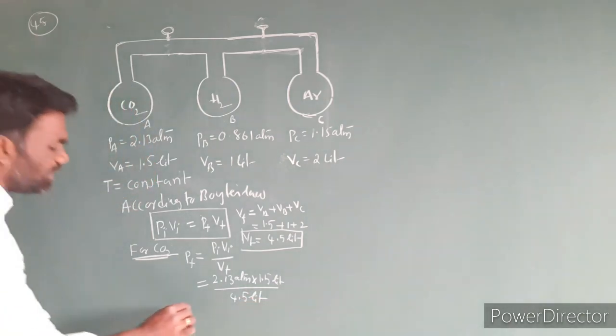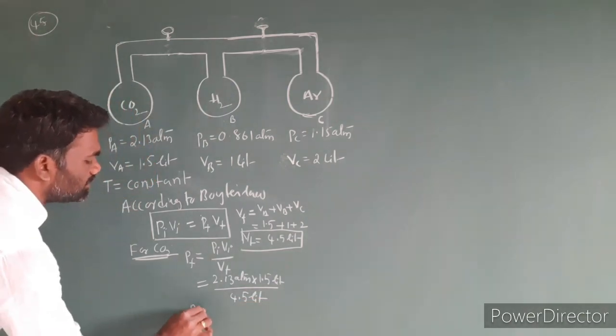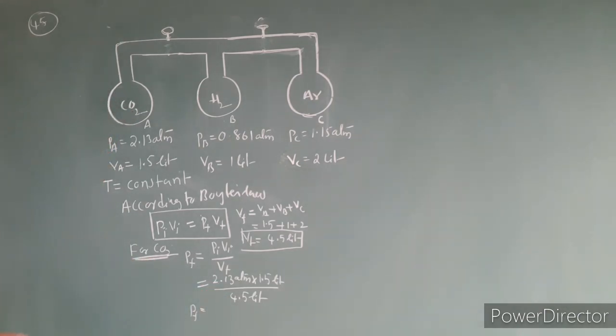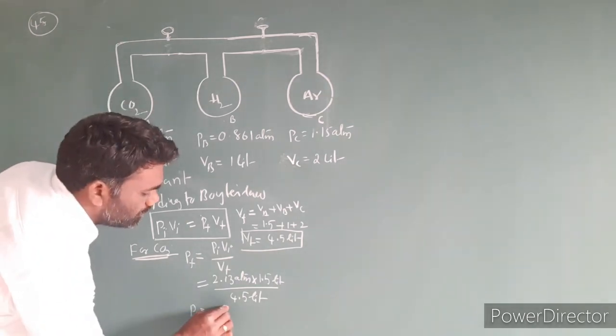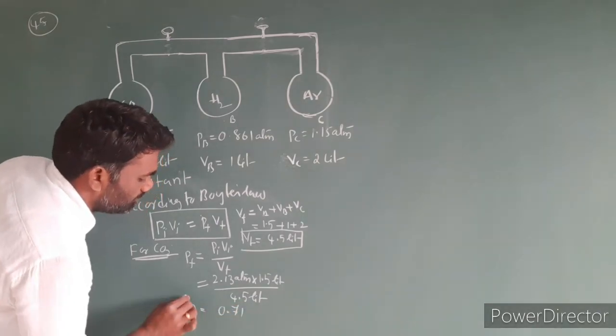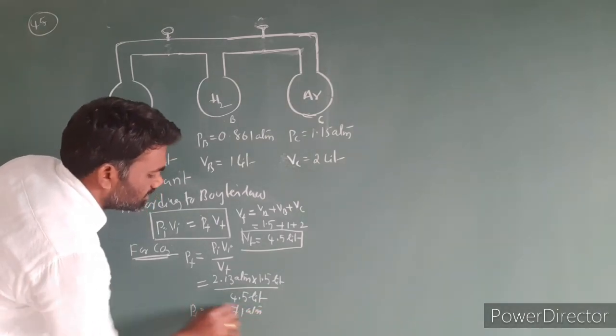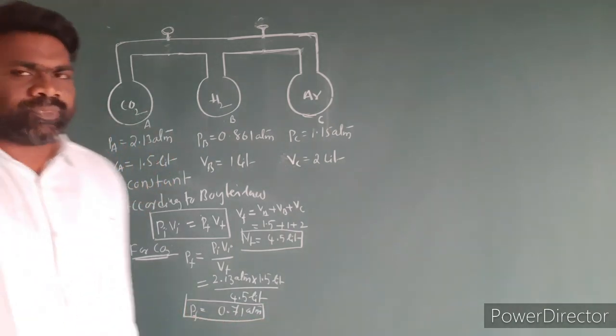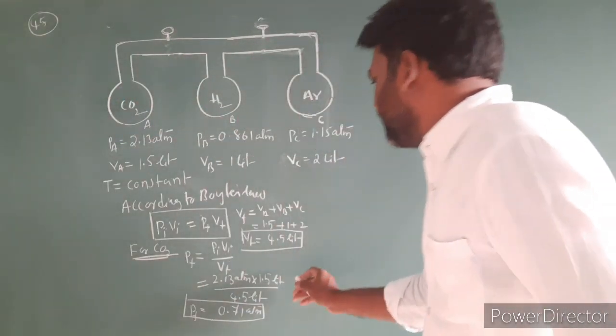Isn't it? So the final pressure. The final pressure of carbon dioxide gas is equal to how much do you get? 2.13 into 1.5 by 4.5. You will get 0.71 atmospheres. So this is the pressure of CO2.